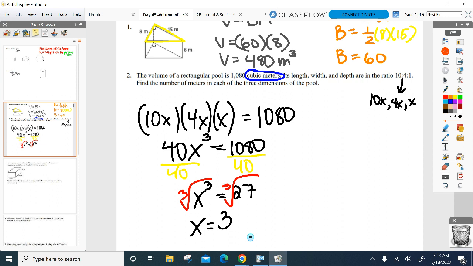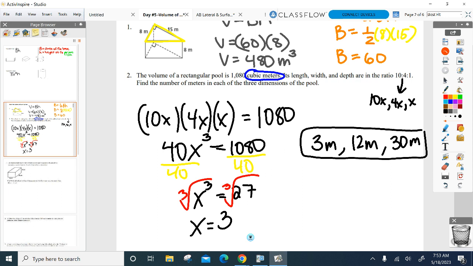Find the 3 dimensions of the pool. Got to take x, plug it back in. It said find all 3 dimensions. So 1 dimension will be 3 meters. 3 times 4, 12 meters. And 3 times 10, 30 meters. So there's your 3 dimensions of the pool. Everyone all right how I got that? I took the 3 and plugged it back in for 10x, 4x, and x. We all good? Before we start filling up a tank here?